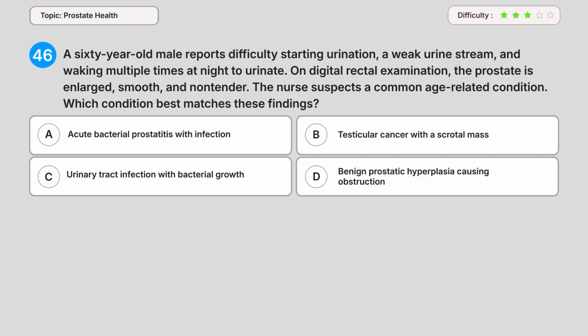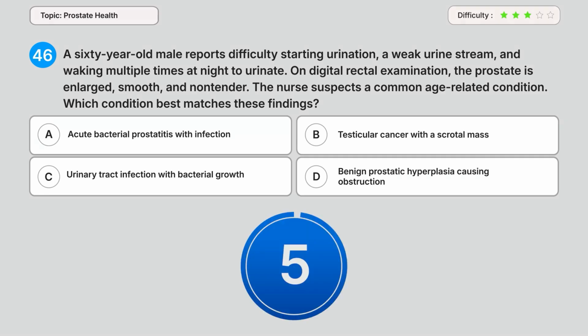A. Acute bacterial prostatitis with infection. B. Testicular cancer with a scrotal mass. C. Urinary tract infection with bacterial growth. D. Benign prostatic hyperplasia causing obstruction. Do you know the answer?